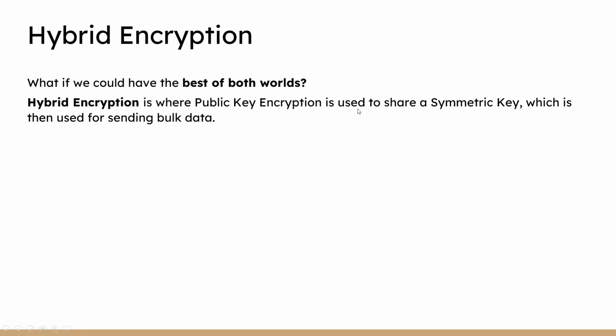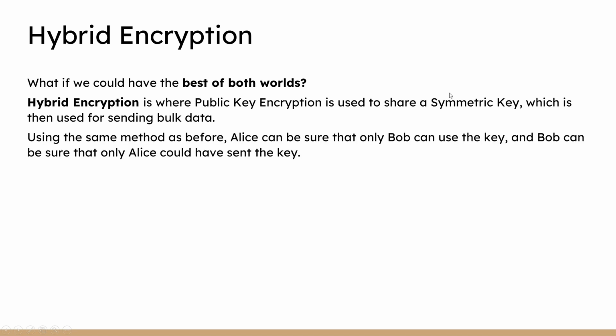This is where we encrypt a symmetric key using public key encryption, because you can use public key encryption with someone that you've never communicated with. And then, because we don't want to use public key encryption to send our bulk data, because that would take forever, we use the symmetric key, which we shared securely by encrypting it. We use this key to send our bulk data.